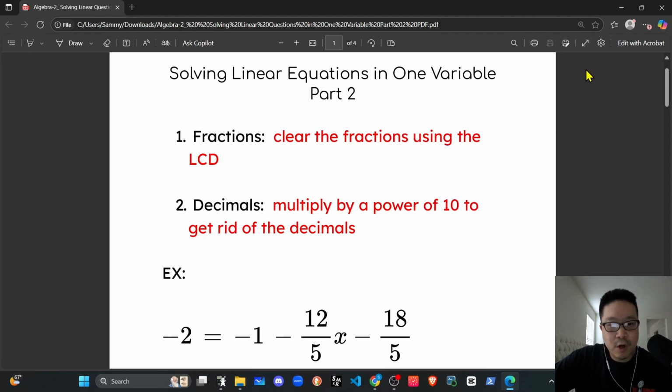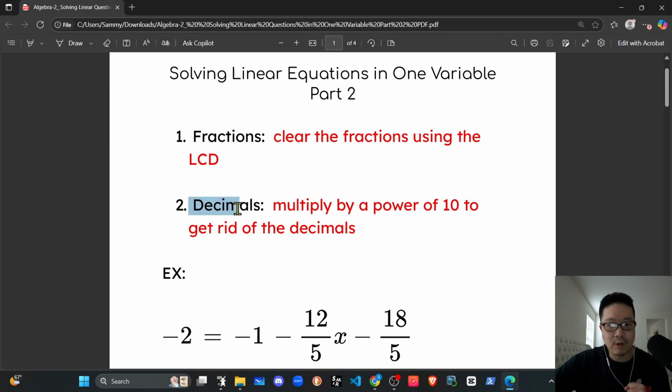In today's lesson, we're going to be learning about solving linear equations in one variable, part 2. Now, in today's lesson, we're going to do the exact same thing as our previous lesson, which was part 1 of solving linear equations in one variable, with 2 exceptions. One, we're going to be solving equations with fractions, and the strategy in order to deal with that is to clear the fractions using the LCD, or least common denominator.